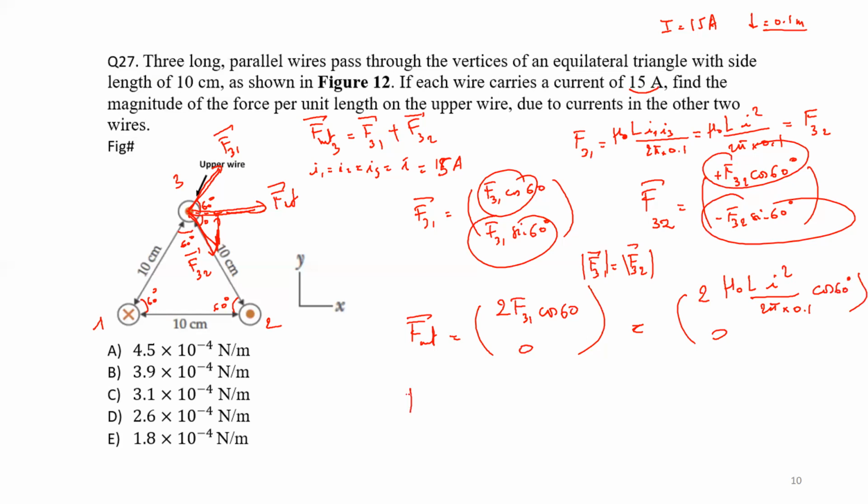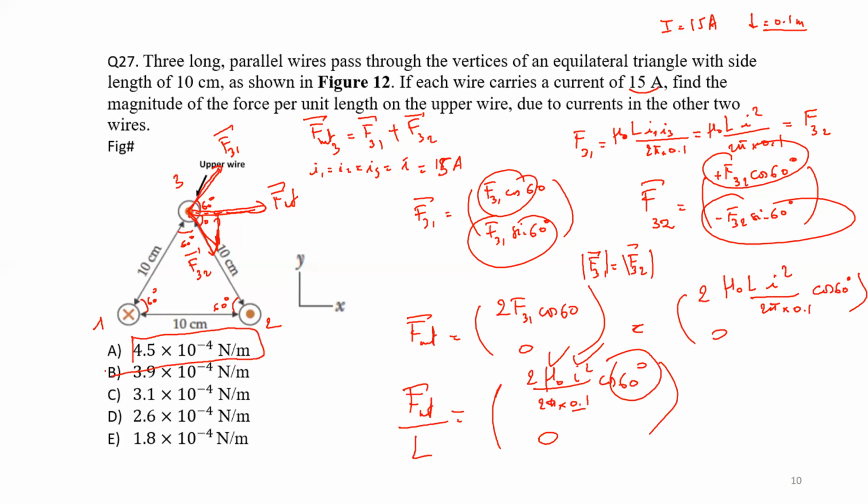So let me divide by L. My F net divided by L is 0 along Y, and along X is just 2 times mu naught current square divided by 2 pi times 0.1 cosine 60 degrees. That's it. So I know everything. I know mu naught, I know I square, I know cosine 60 degrees, I know the distance, I can calculate everything. And of course, you will find that it's equal to 4.5 times 10 to the power minus 4 Newton per meter, because it's a force per unit length.